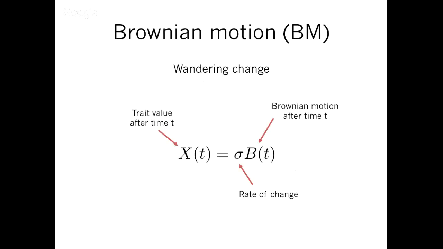So Brownian motion is very simple. On the left-hand side, you have a trait which is a function of time. On the right-hand side, you have a Brownian motion, a unit Brownian motion, which accumulates variance proportional to the square root of time. And you have a diffusion rate parameter, sigma. And most of the stochastic processes we use for modeling trait evolution are essentially more complex versions of Brownian motion in one way or another. And what I mean by that is that Brownian motion is typically a special case of these other models.